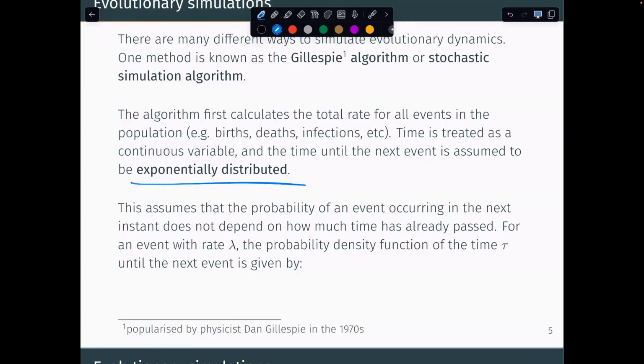Well, because these are exponentially distributed, if we have a total rate of all events, in this case maybe being lambda, we can write down what's called the probability density function of our time tau. And this time tau is the time until the next event occurs. So this is just some function of tau. And this works out, from the probability density function of an exponential distribution, to be lambda e to the minus lambda tau. This all just basically comes from the fact that it's exponentially distributed.